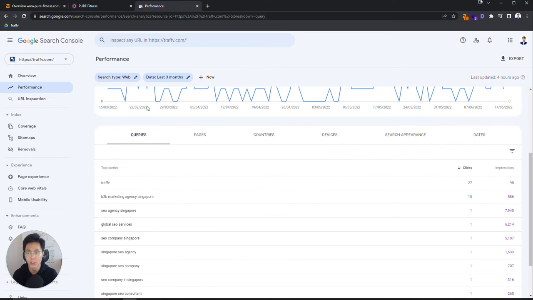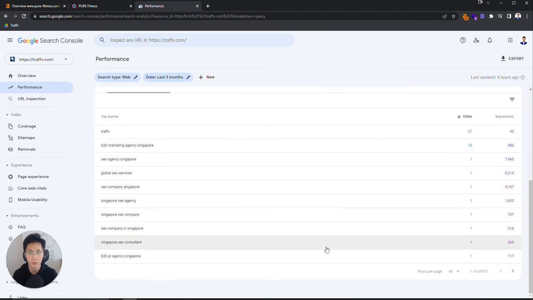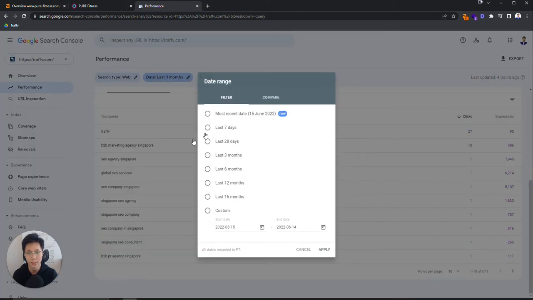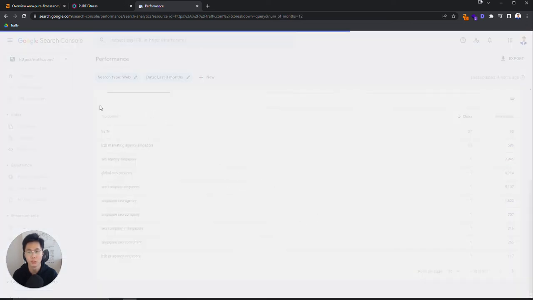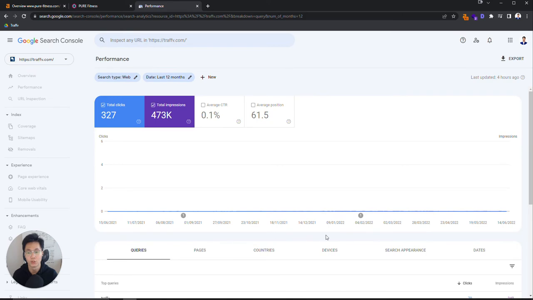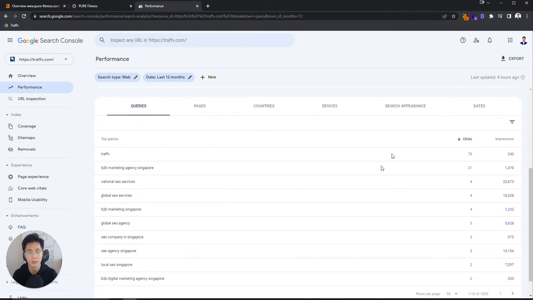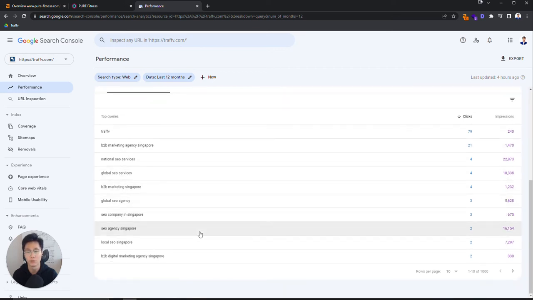If you go into your Google Search Console, you can select how many months, right? I can select the last 12 months, and it's going to show you some of the data that your website already has. You go down to this queries section, and these are essentially the keywords that are relevant to your website right now. All of these are the queries.